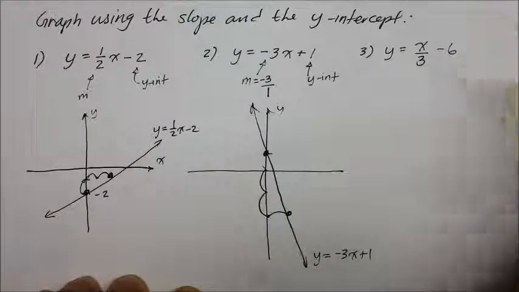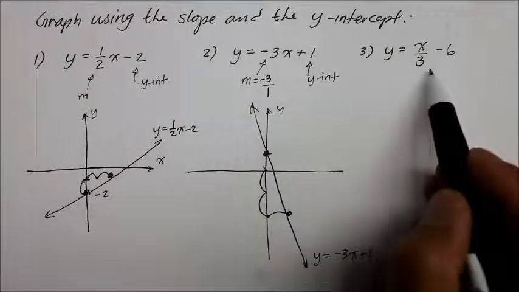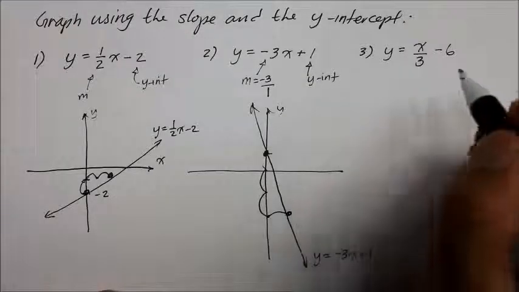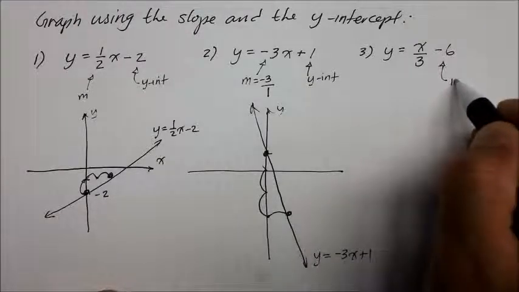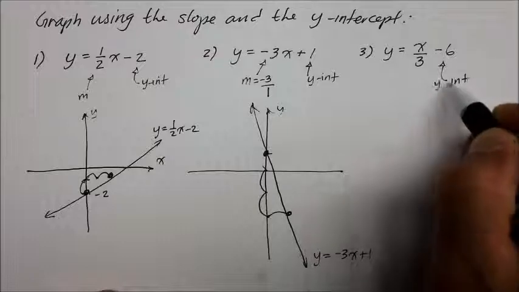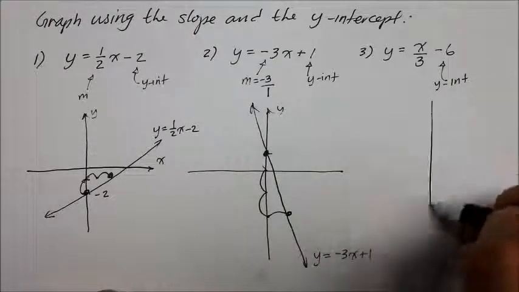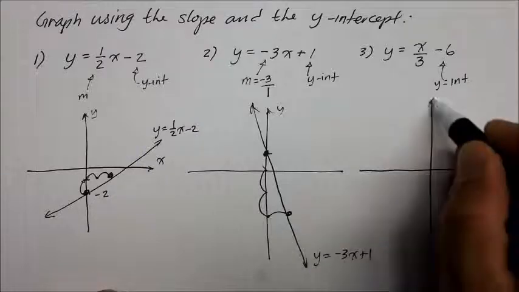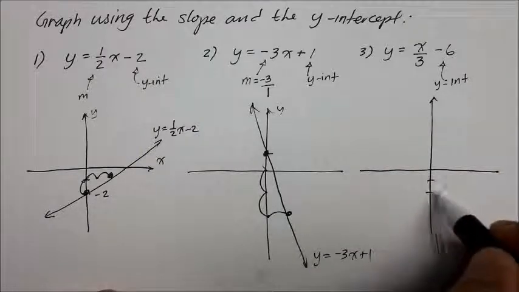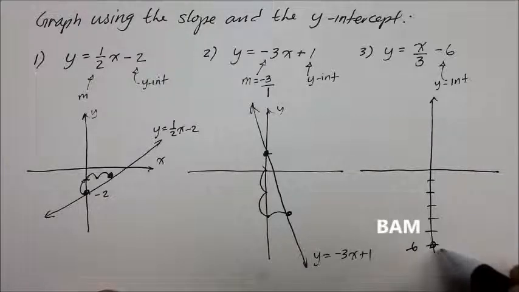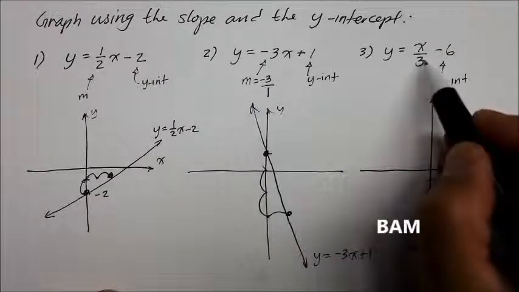Now what do you do when you have something like this? Did you do it yet? I'll wait. All right. In this case, once again, the y-intercept is -6. It's going to start at -6. Let's plot that point. The starting point on the y-axis is 1, 2, 3, 4, 5, 6, negative. Bam! From there, what is this?